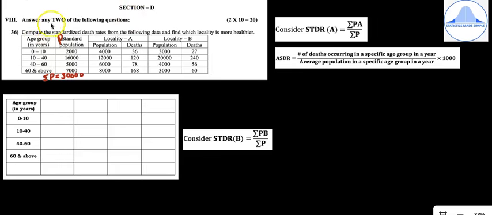Section D, 8th main, answer any two of the following questions. 2 into 10 is equal to 20. 36th question, compute the standardized death rates from the following data and find which locality is more healthier. So the age groups are given, the standard population is given, which we mark as capital P, and find out the total, that is summation P is equal to 30,000. Then the population and deaths for both the localities A and B are given. So let us now start with the calculations.